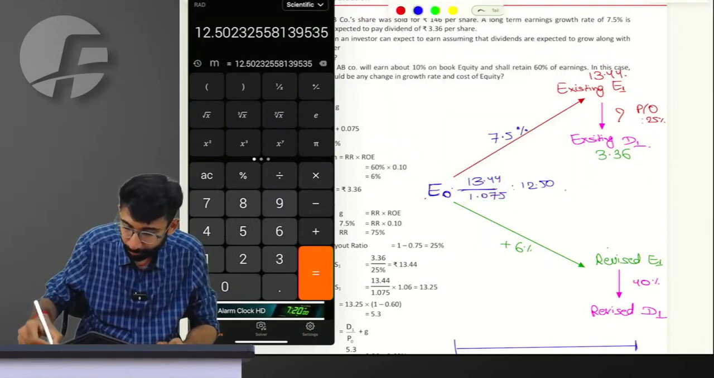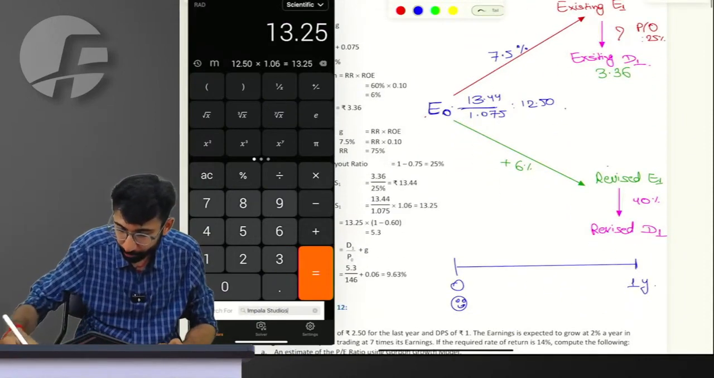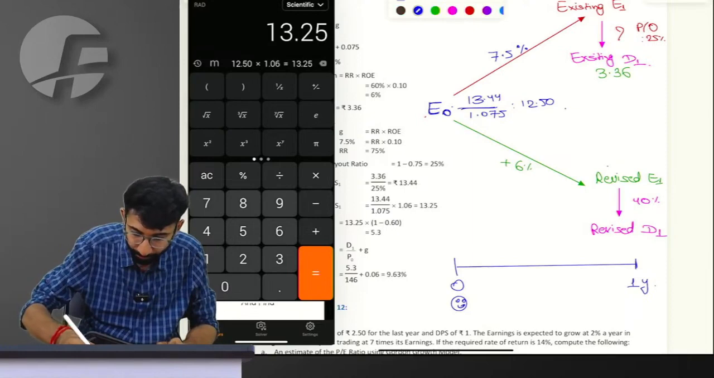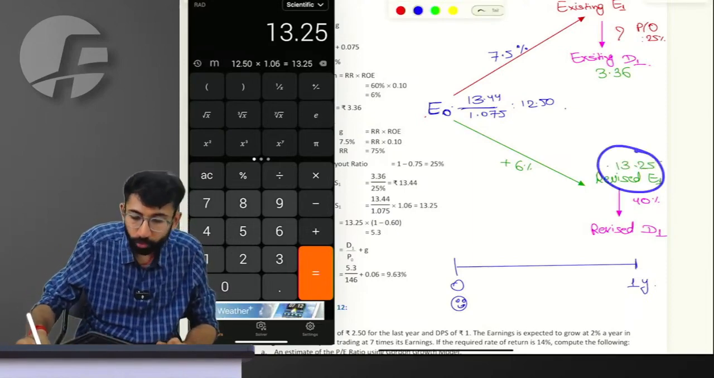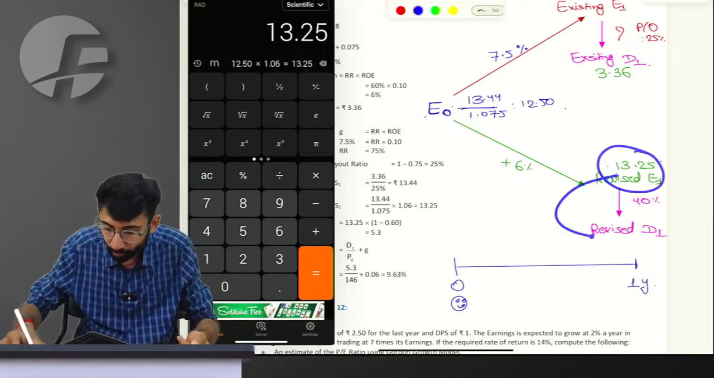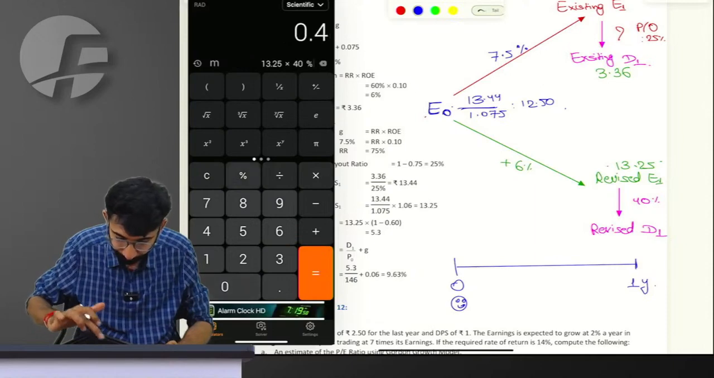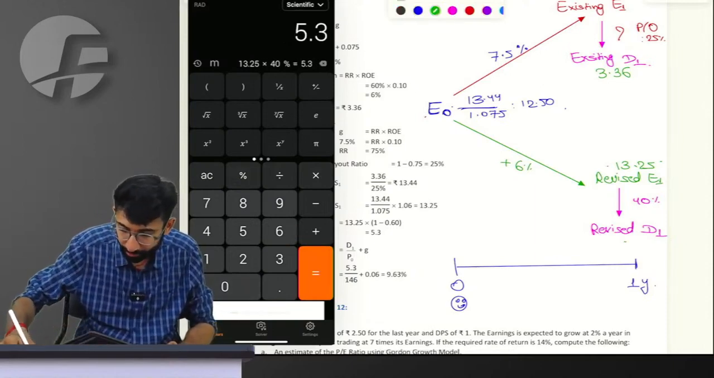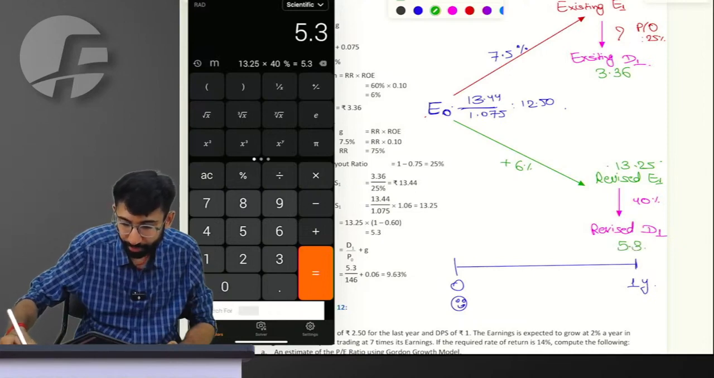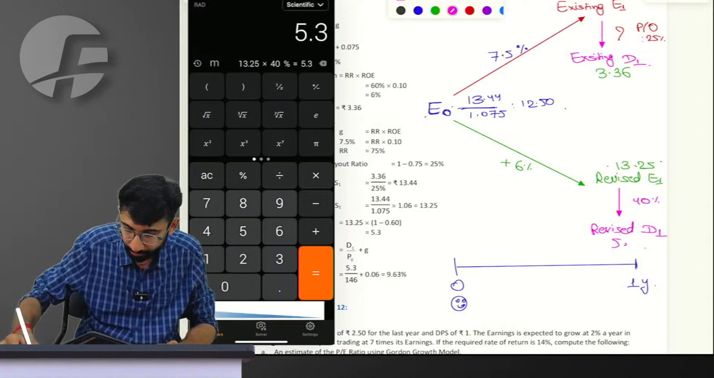Let us add 6% growth to it. So 12.50 into 1.06 gives me 13.25 as my revised EPS. Because of revised growth, my EPS has revised. And of this revised EPS, if I distribute 40%, which is 5.3, everyone in the class, that becomes my revised dividend. And do you realize this is what was needed for me to calculate KE?